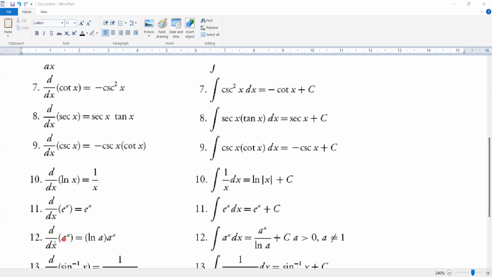Derivative of a raised to x with respect to x is a raised to x into log a. Integration of a raised to x dx is a raised to x upon log a plus c.